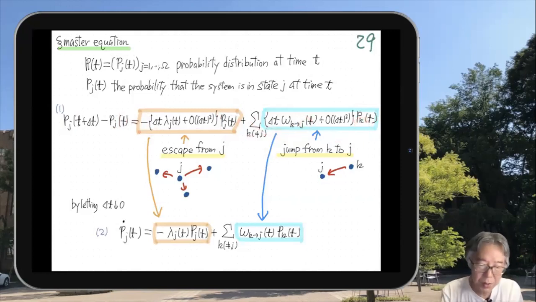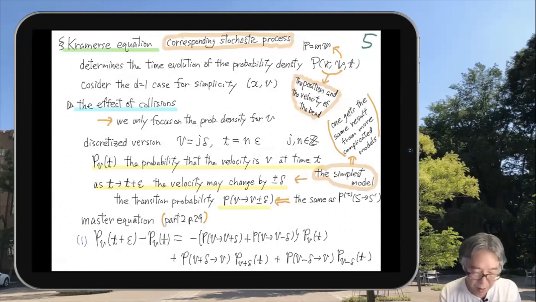Okay, so we do exactly the same thing here. We consider the difference here, and the difference is given by, first of all, this is a minus. This is the escape. Your velocity was V at time t, but it will jump to a nearby velocity, V plus delta or V minus delta. So you have a minus sign here. So these are jump-ins.